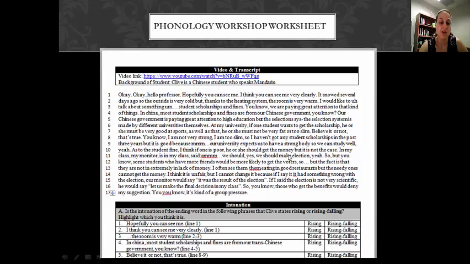Okay? So then you'll see as it goes on, so this is section A, for example, it asks, is the intonation of the ending word in the following phrases that Clive states rising or rising-falling? And so here I've given you the lines in the transcript, and that means that you have to go through the YouTube clip, listen for those lines, and figure out if you can identify the intonation. I do this also for the other aspects of phonology that I've listed for you, such as word stress, rhythm, and the consonant and vowel articulation.